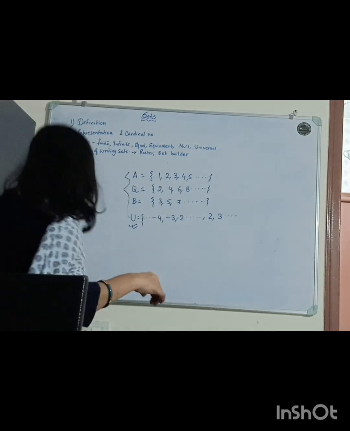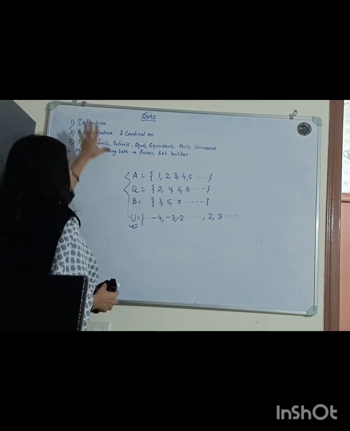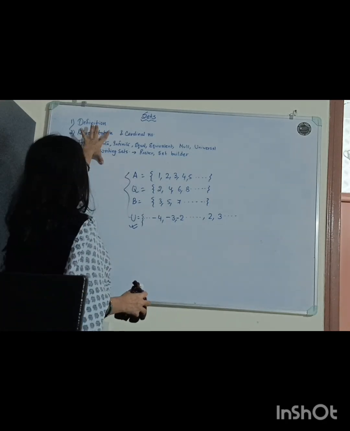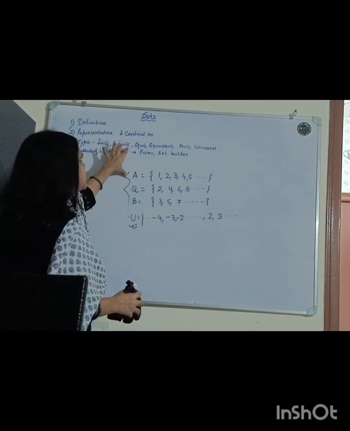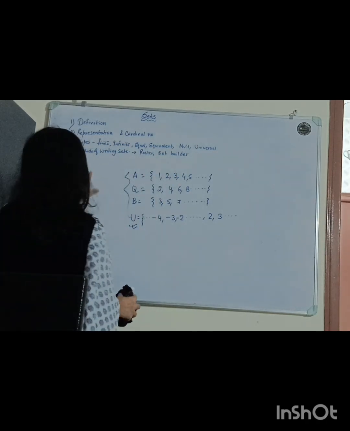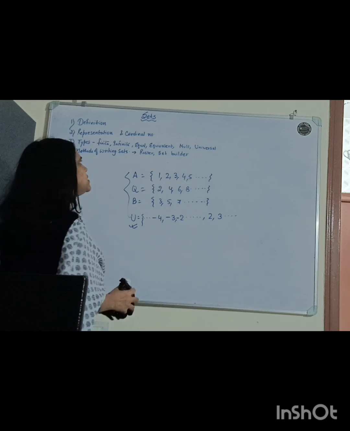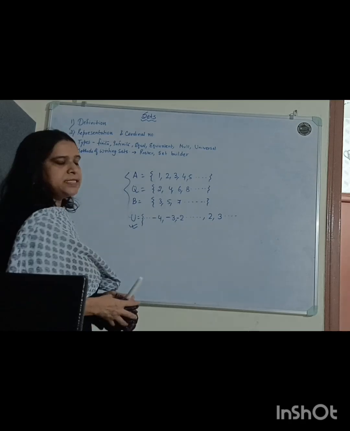Now we will learn methods of writing sets. See what we have learned today: the definition of a set, representation and cardinal number, then types: finite set, infinite set, equal, equivalent, null and universal set. We have completed these. Now we are going to study methods of writing sets. We are going to study two methods here, the roster method and the set builder method.